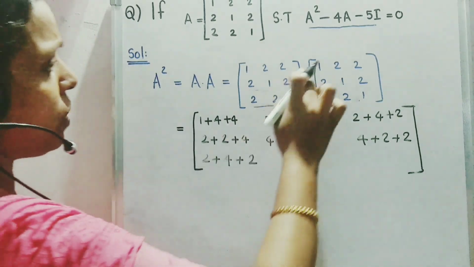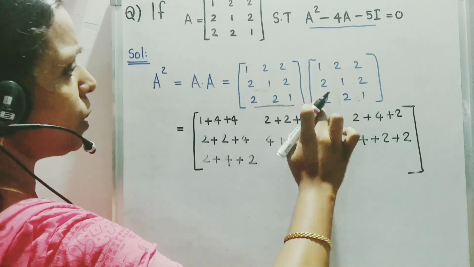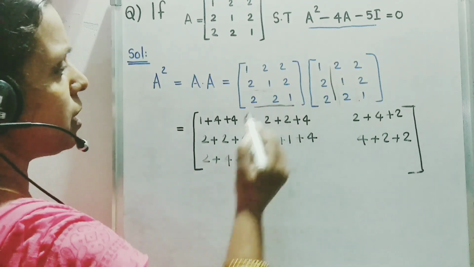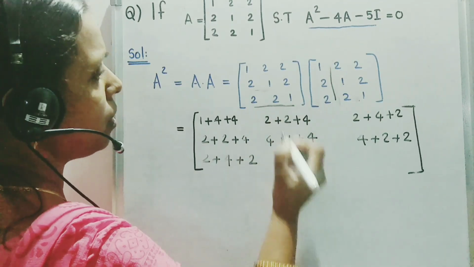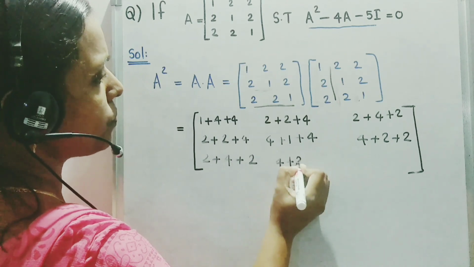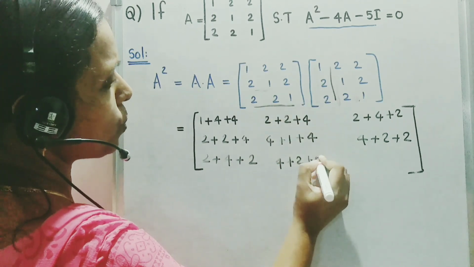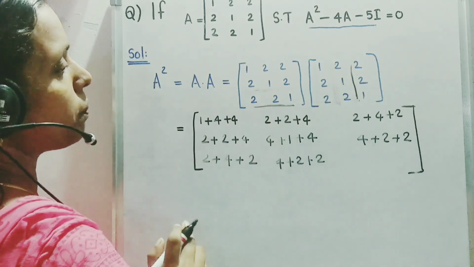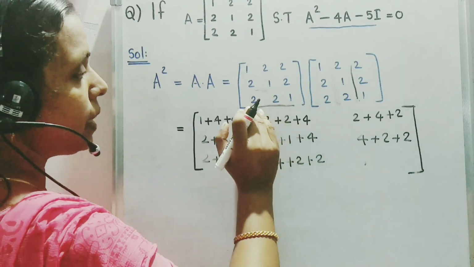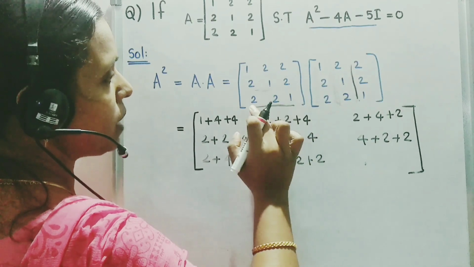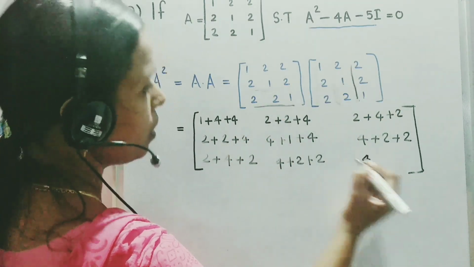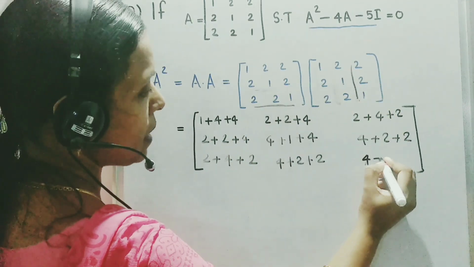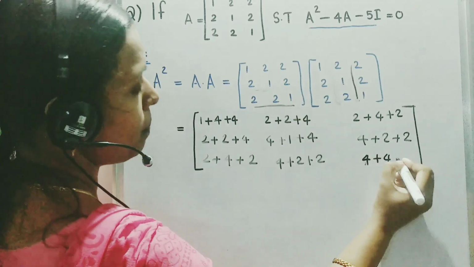Next we multiply third row with second column. That is 2 into 2, 4, 2 into 1, 2, 1 into 2 plus 2. Next we multiply third row with third column. That is 2 into 2, 4, 2 into 2, 4 plus 4, 1 into 1 plus 1.